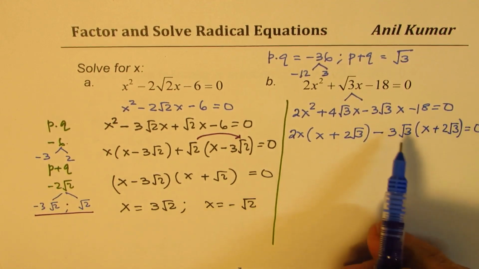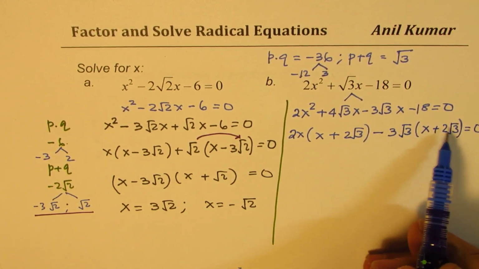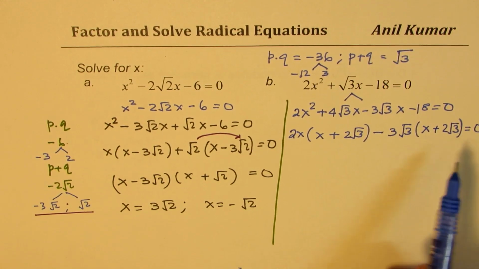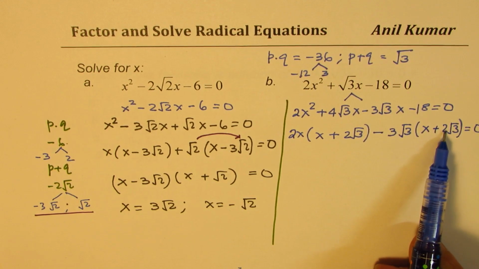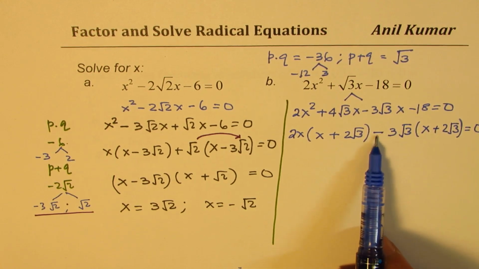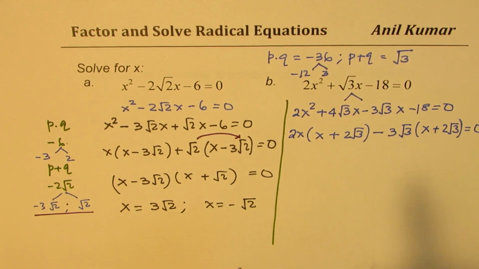Same strategy. When you multiply this and this, you will get minus 18. 3 times square root 3 times square root 3 is 3, times 2 is 6, 6 times 3 is 18, with a negative sign. I hope that works, right?